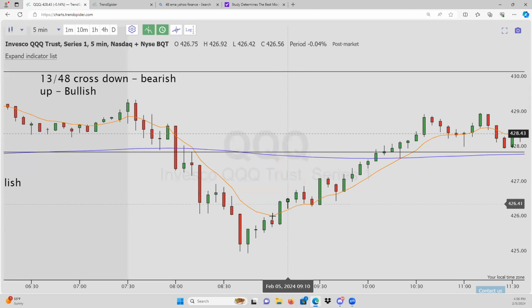So now let's go back to what I first talked about. Market structure, right? Here's a bearish market structure: lower lows, lower highs, lower lows, lower highs, lower lows, lower highs. And then what is happening when we're breaking this trend?